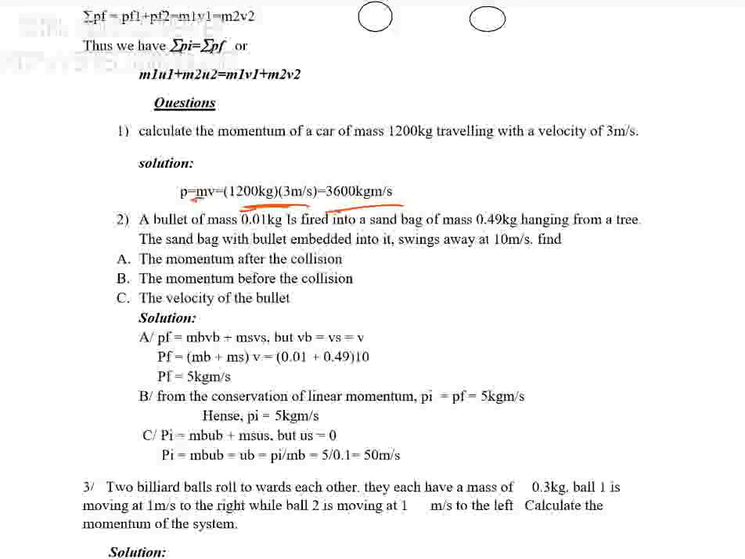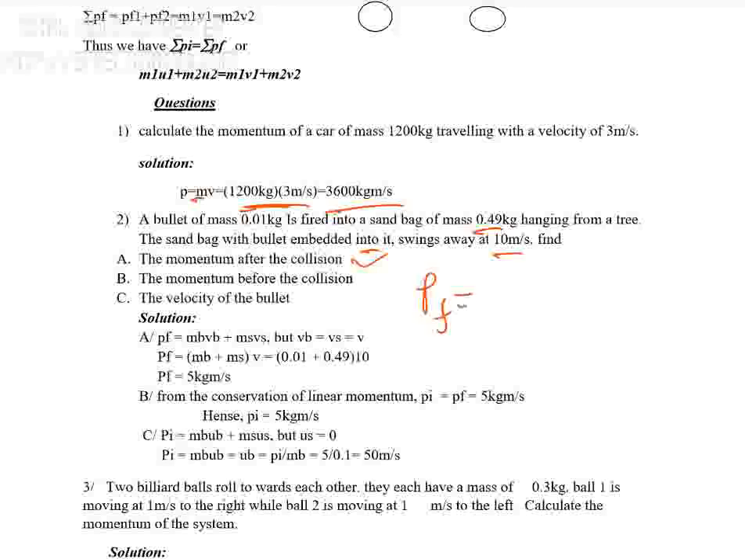The other thing is a bullet of mass 0.01 kilogram is fired into a sandbag of this much, hanging from a tree. The sandbag with the bullet embedded into it swings away at what? 10 meters per second. Find the momentum after collision, P final.